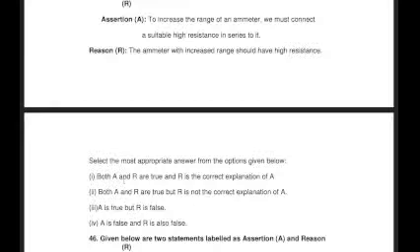1. Both A and R are true, and R is the correct explanation of A. 2. Both A and R are true, but R is not the correct explanation of A. 3. A is true, but R is false. 4. A is false and R is also false. Correct answer is option 4. A is false and R is also false.